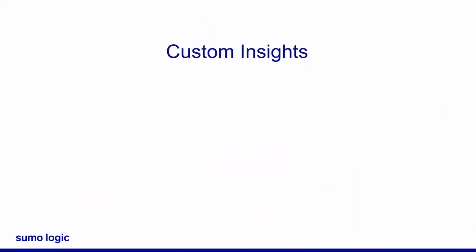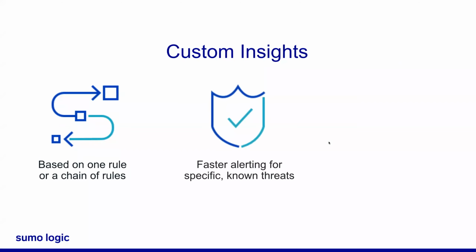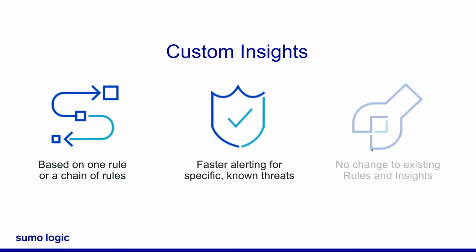All right, I think we got 2 more slides here, maybe 3, but they're pretty quick. Custom insights. So what if you want to be alerted right away when a certain rule is triggered? Or you don't want to use the default activity score of a 12. This is where a custom insight is going to help you. A custom insight is going to let you create an insight based on one specific signal or a chain of signals, regardless of the severity scores. It's going to be great for known threats specific to your system. And you don't need to change any of your existing rules and insights, so they keep working normally.